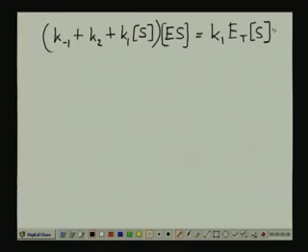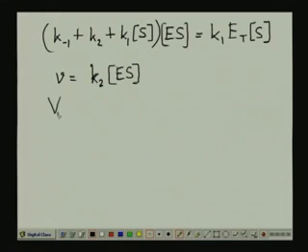The velocity of the reaction. What was the velocity of the reaction? It was K2 ES. I am going to use another term here now. If this is K2 ES, I can define a Vmax. The Vmax is the maximum velocity the enzyme can attain.